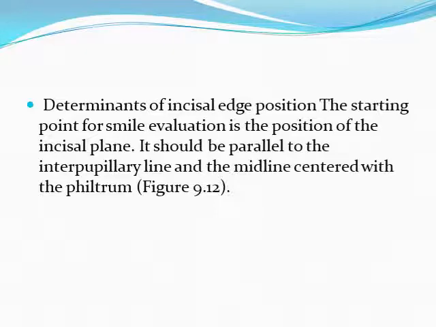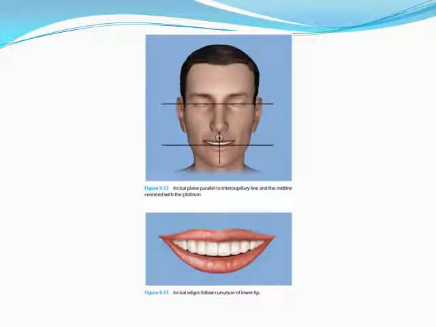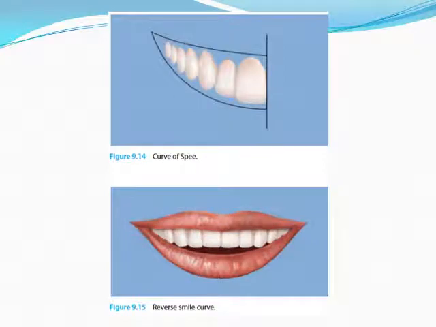Determinants of the incisal edge position. The starting point for smile evaluation is the position of the incisal plane. It should be parallel to the interpupillary line. Also, the midline is very important, with the fulcrum of the lip. As you see in the bottom, the incisal edge of the teeth will follow the curvature of the lip.